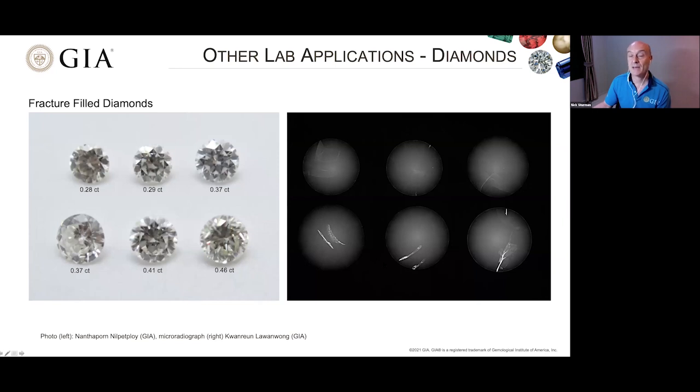So this is what we expect to see in fracture-filled diamonds using various lead or various metal-filled glasses, if you like. These stones are all pretty small, as you can see, but the fracture filling, these white lines, of course, as I discussed before, are associated with the metal deposition in the fractures. They don't allow the X-rays through, so it's very easy to spot such fracture-filled diamonds.